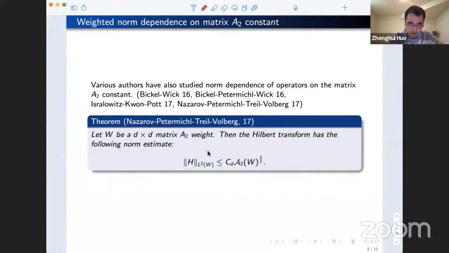Well, they show that the norm of the operators is controlled by some constant that depends on the size of your matrix multiplied with the A2 characteristic to the power 3/2. Okay, and so right here, as you can see, the power right here is 3/2 for the Hilbert transform. As you will see in our estimates for the Bergman projection, the power we obtain is a value that is slightly larger, and I'm going to explain why that is fairly soon.